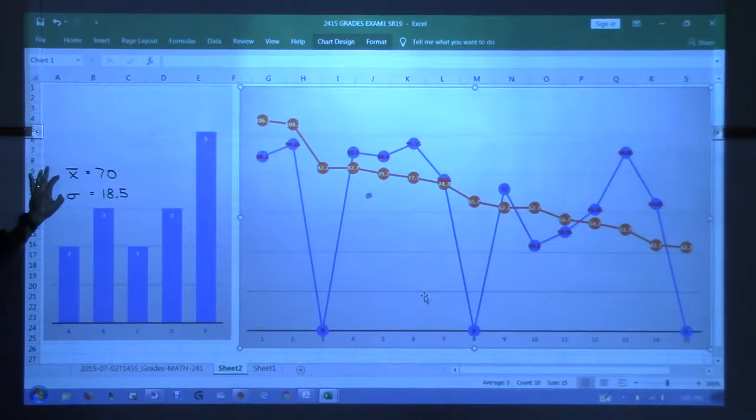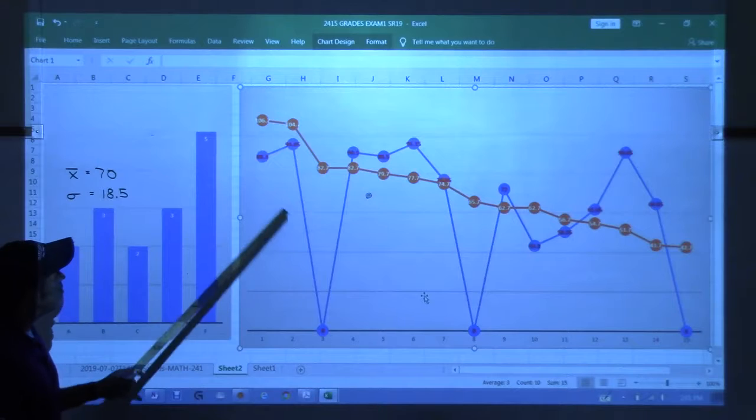Our standard deviation was 18.5, which is, do y'all know what standard deviation is? It's how spread apart the numbers are, the grades. So that's a pretty big spread. I've seen it in the 20s a few times. I've seen it as low as 12. I usually see it around 15 or so. So, okay, it is what it is.